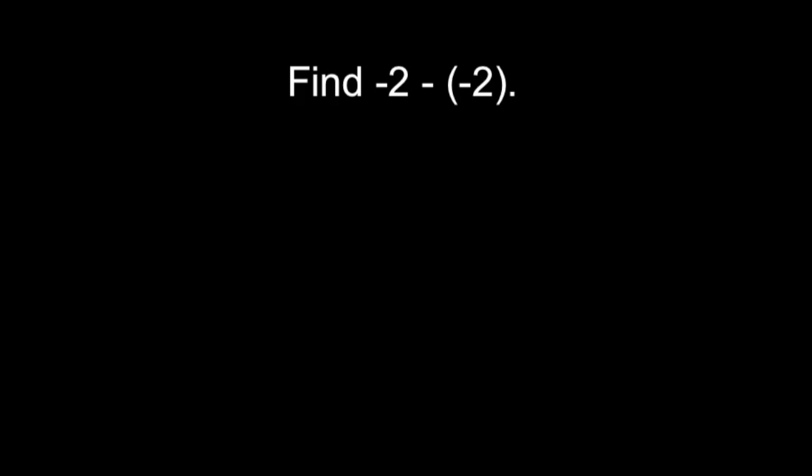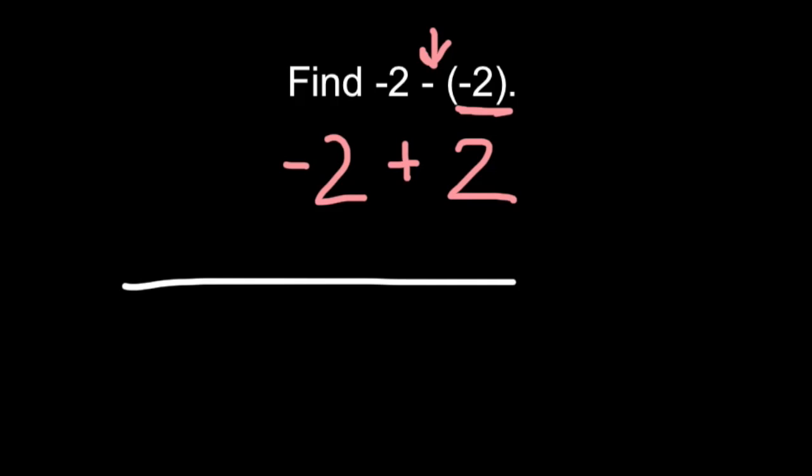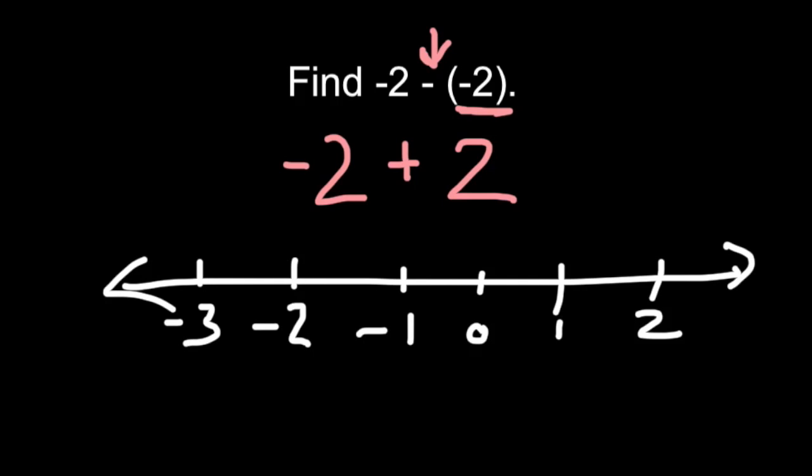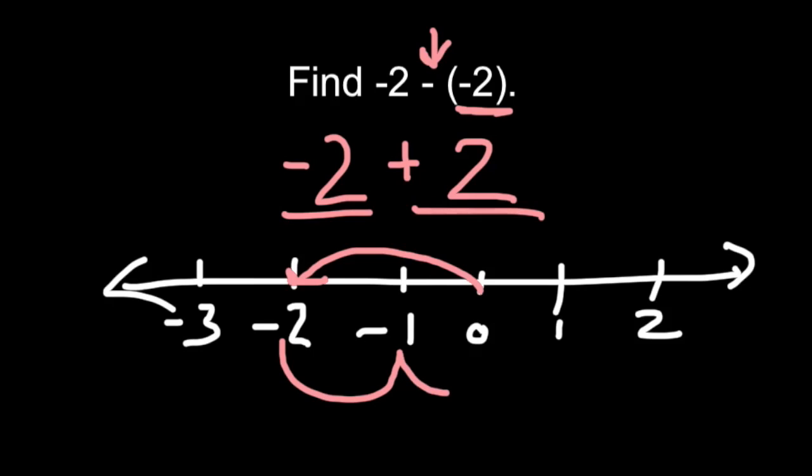Here we've got -2 minus -2. We said that subtraction is the same as adding the opposite. So we've got -2 plus the opposite of -2 is 2. Subtracting a negative is the same as adding. So we've got -2 plus 2. Start off at -2, and then I'm adding 2, so I should go up 1, 2. We end up back at 0.